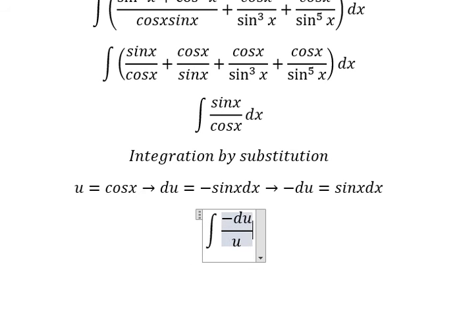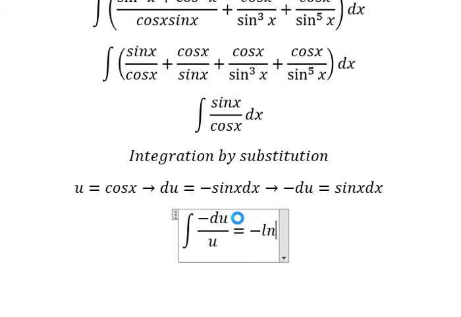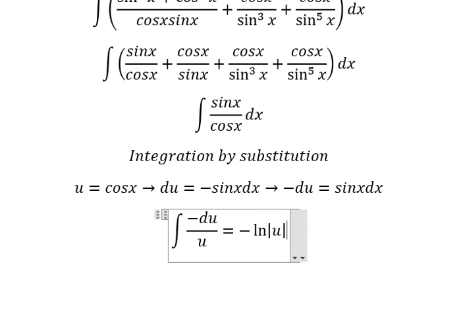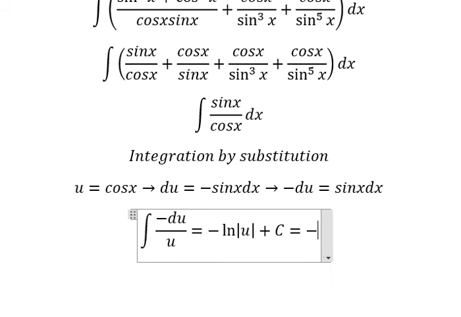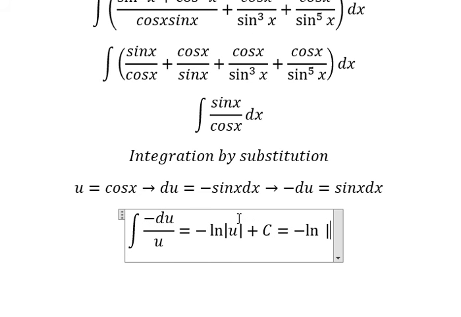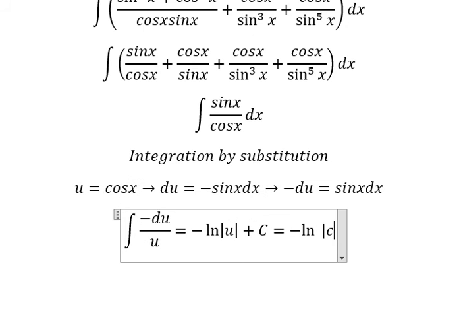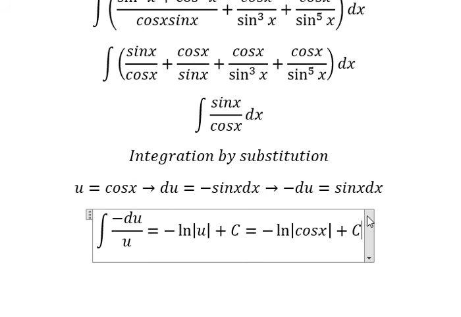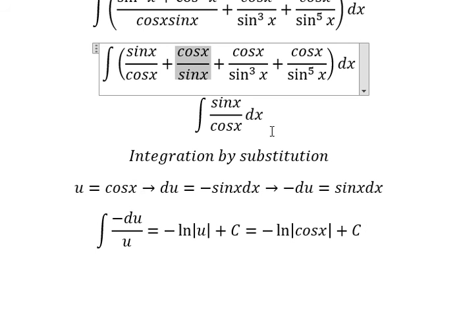The integration of this one, we have negative ln of the absolute value of u, and I will put plus c. About u, that is cosine x. Now we do similar for the second one.